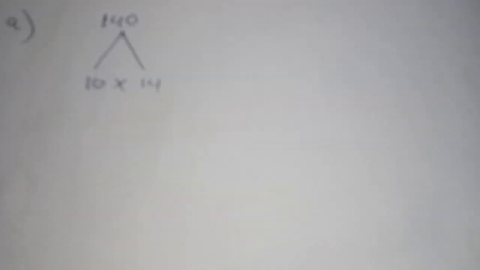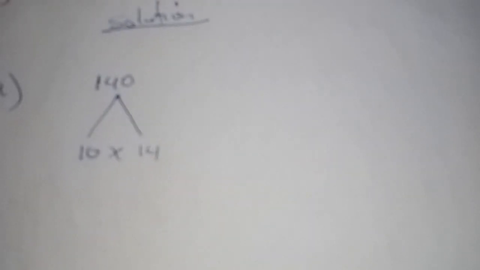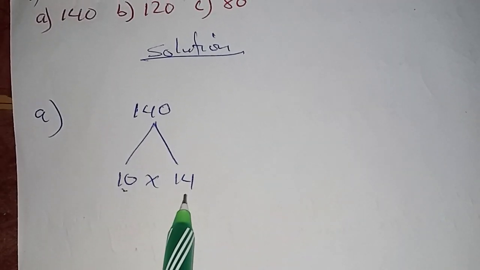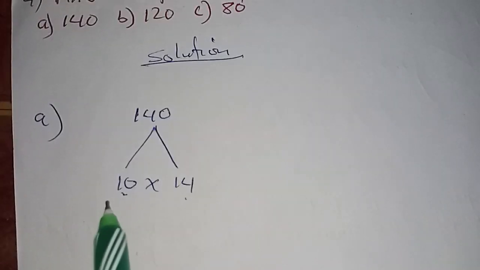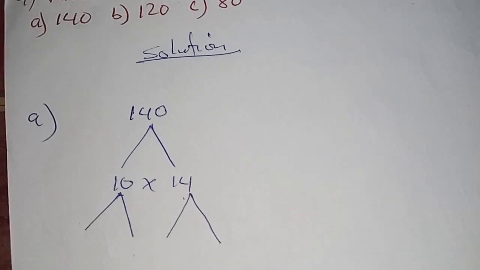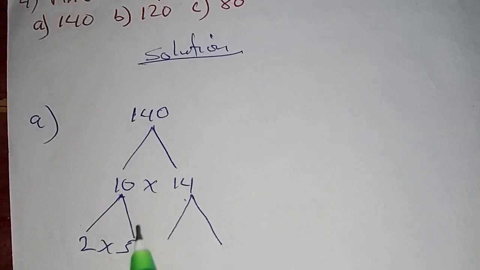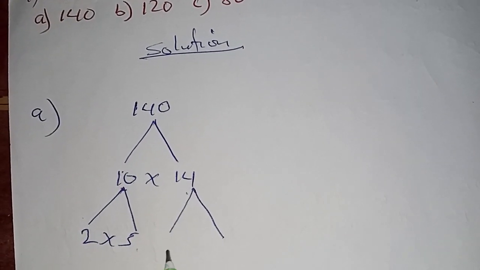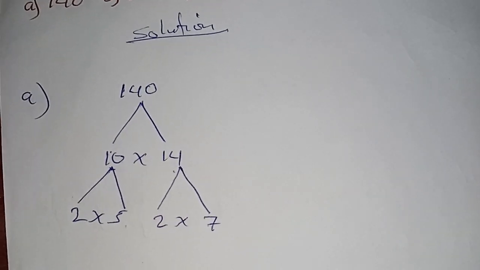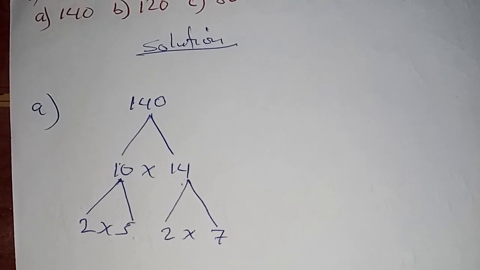The secret here is we want to change all these numbers to prime numbers, right? Since 10 is not a prime number, and 14 is not a prime number, we have to make them prime numbers. So we draw a factor tree on 10 and on 14. Which two numbers can we multiply to get 10? We have 2 times 5, and to get 14 we have 2 times 7. Now you notice that 2 is a prime number, 5 is a prime number, and 7 is a prime number, so definitely we stop here.